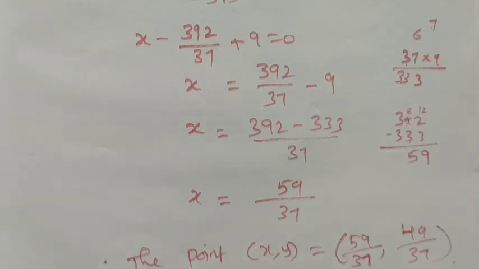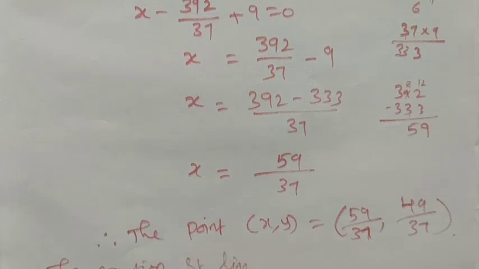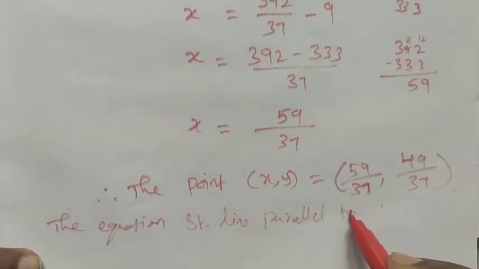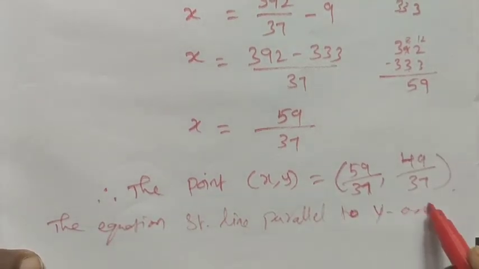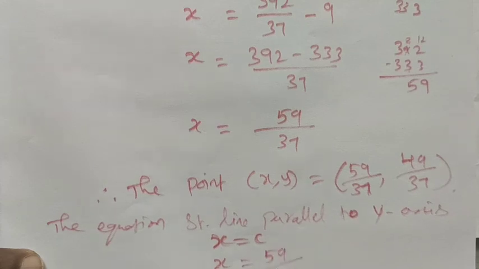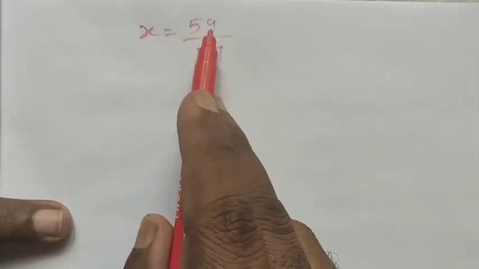Here we want to find the equation of the straight line parallel to the y-axis, right? The equation of a straight line parallel to the y-axis means x is equal to c. That is the formula I already told you. Now in the place of x, the value is 59 divided by 37. Therefore x is equal to 59 divided by 37.